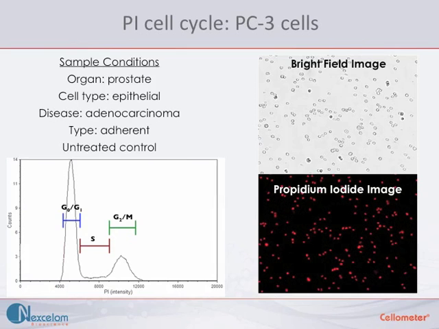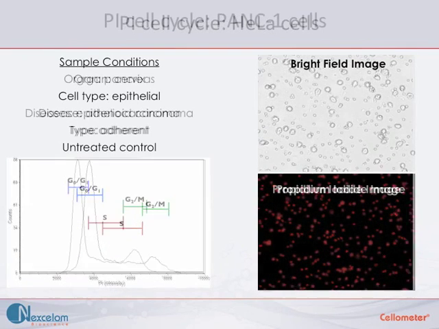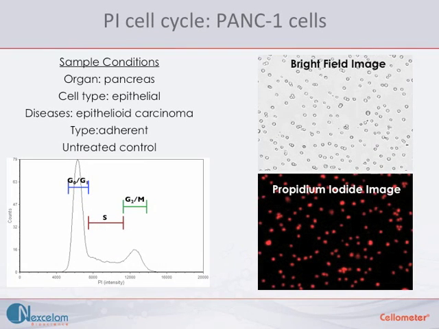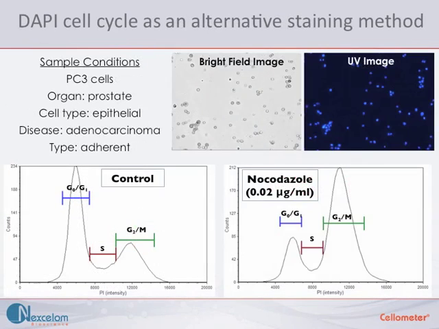Prostate cancer, PC3 cells; cervical cancer, HeLa cells; pancreatic cancer, PANC1 cells; colon cancer, HT29 cells. Cellometer Vision CBA system is also capable of performing UV-based cell cycle analysis using DAPI. In this experiment, control and necortisol-treated PC3 cells were fixed, stained with DAPI, and analyzed. The drug-treated PC3 cells arrested in the G2M phase of the cell cycle.